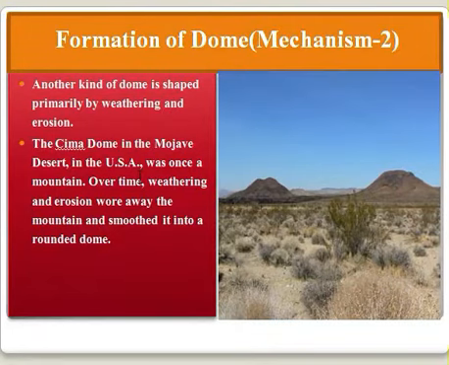Formation of dome, mechanism number two. Another kind of dome is formed or shaped by weathering and erosion processes. As you can see in this picture, this is a Sima dome in the Mojave Desert in the USA, and this area was once a mountain. After weathering and erosion, the rest of the mountain wore away and smoothed into a rounded dome. So this is an erosional process, an erosional dome, you can say.